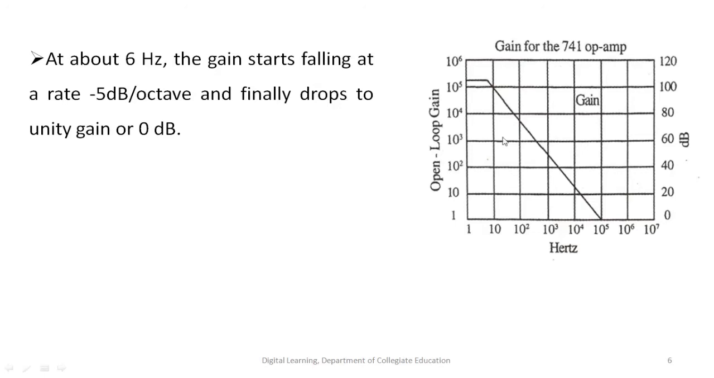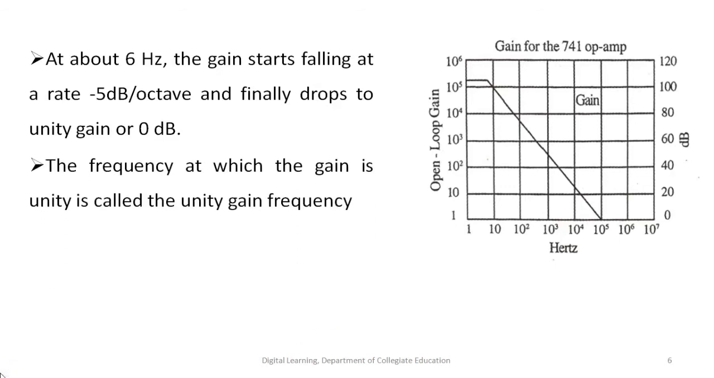octave. As the frequency increases, the gain is decreasing at the rate of minus 5 decibels per octave, and finally it will reach 0 decibels, that is nothing but unity gain, or gain is 1. The frequency at which the gain is unity is called as unity gain frequency. Unity gain frequency is the frequency at which gain is equal to 1.